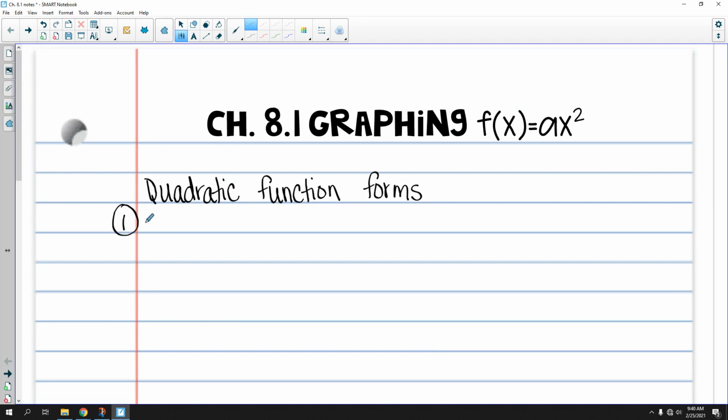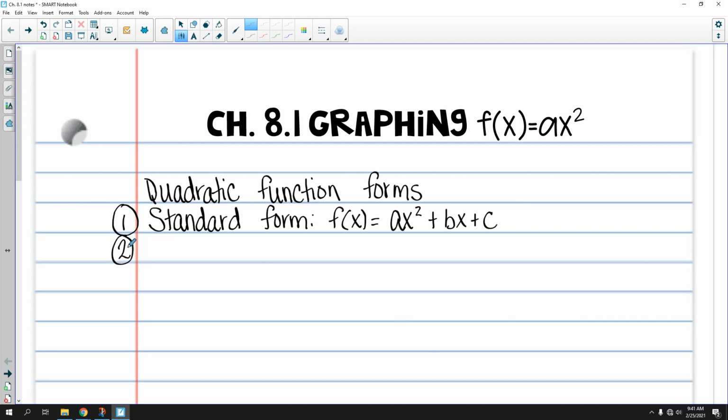So there's three of them. The first one is called standard form. We've seen this before, but it's going to start with f of x equals, because now we're talking about functions, right? Equations. So f of x equals ax squared plus bx plus c. This is actually what we've been seeing recently, when we've been factoring, we've been seeing standard form this way.